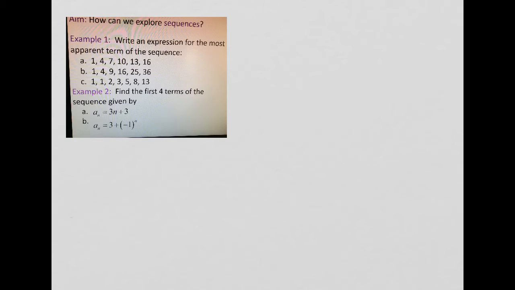Okay, so let's look at example 1. Write an expression for the most apparent term of the sequence. I kind of already spoke about that before. It's also called an explicit rule when we write a sub n equals. So let's write this as 1a.